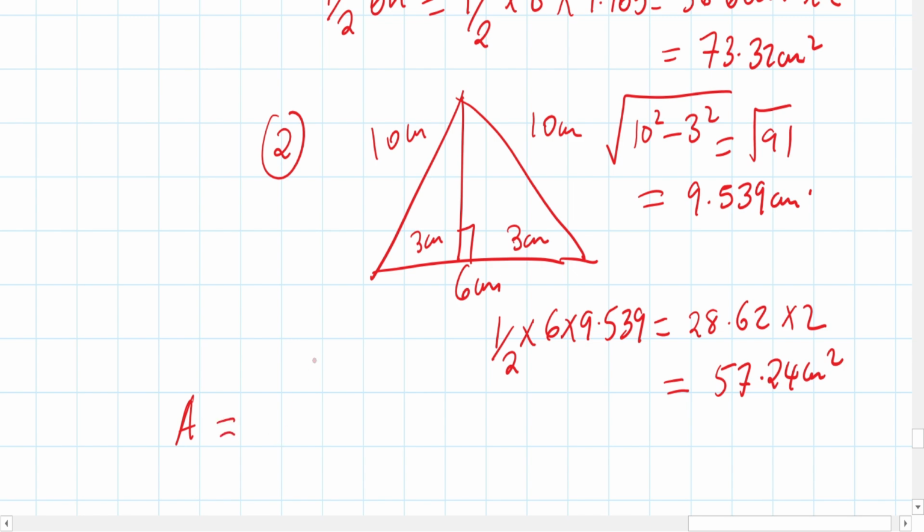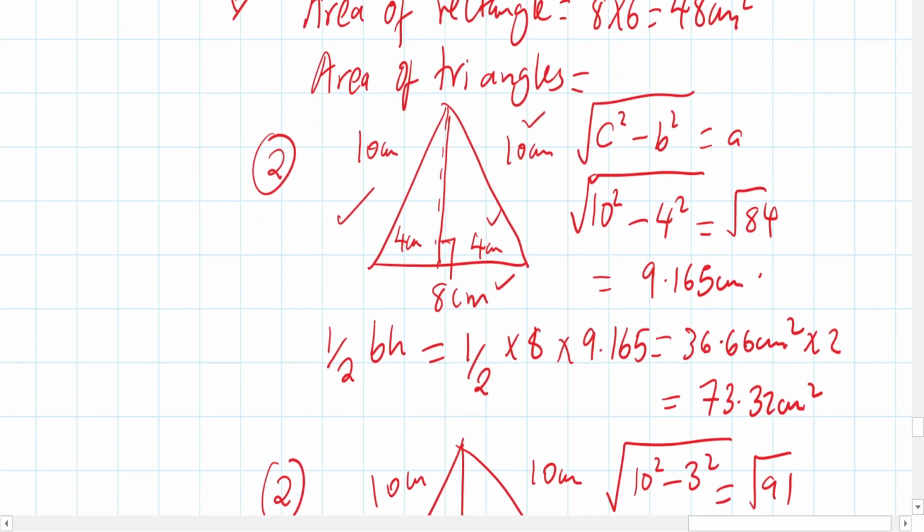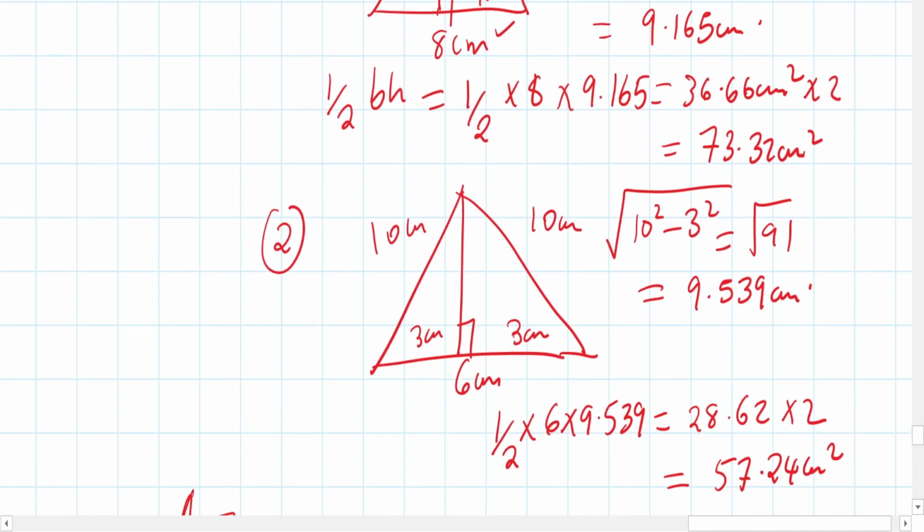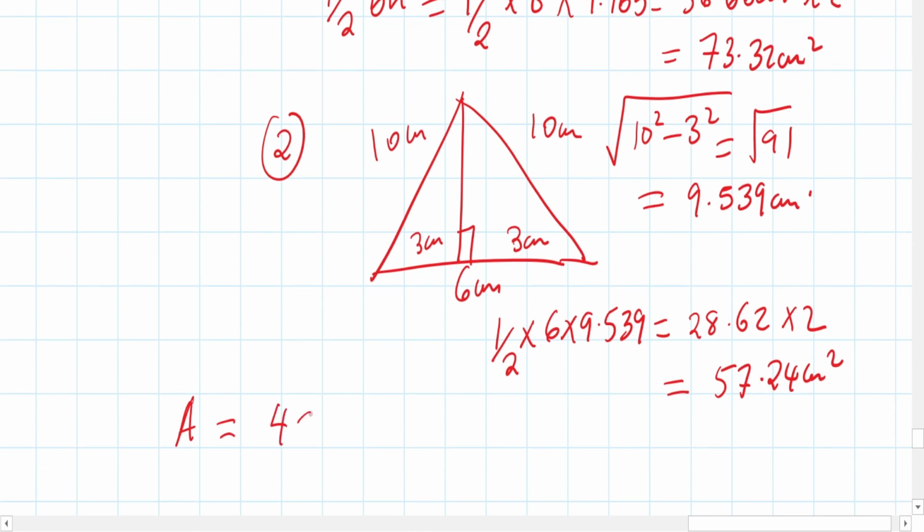Last but not least is to find the total surface area. The total surface area will include the rectangle plus the four triangles. The area of the rectangle, we found it as 48. So 48 plus the area of the two triangles, 73.32, and the other two triangles, 57.24. If you add them up, how much will it give us?